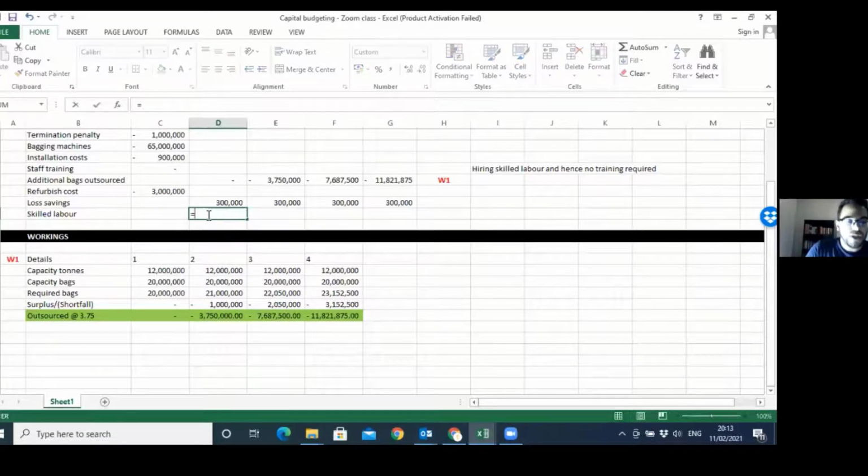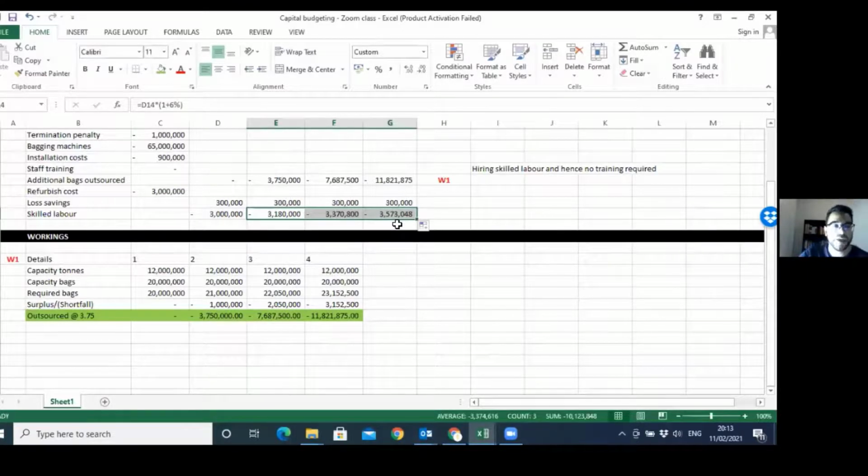So remember the labor cost, 2 skilled laborers. The labor cost is 2 skilled laborers per machine times 5 machines. Each laborer is getting 25,000 Rand per month. And we know each column is an annual column, so we need to make it an annual labor amount. So we multiply by 12. It is negative because it is a cost, so I'm going to put a negative over here. Thereafter, they're going to get an increase of 6% per annum. And I can just drag that across. Okay.